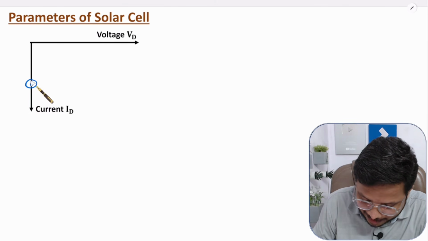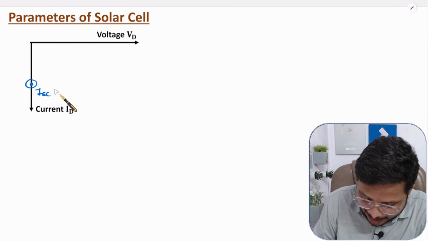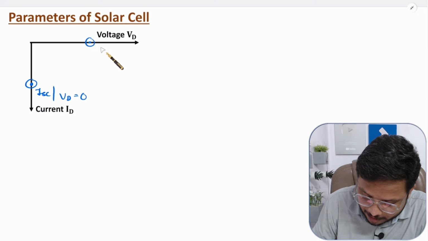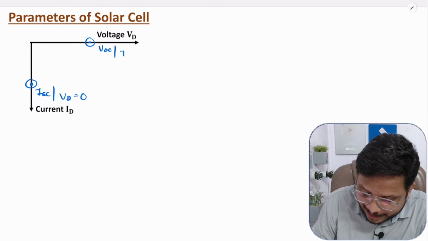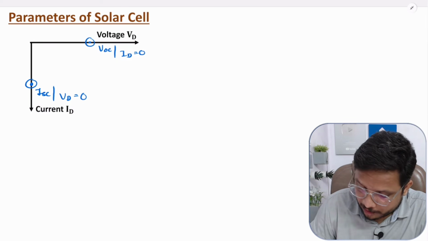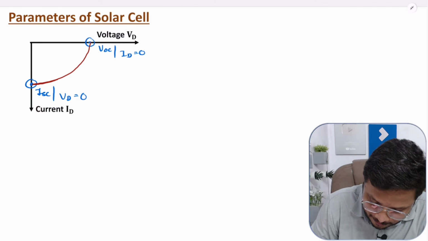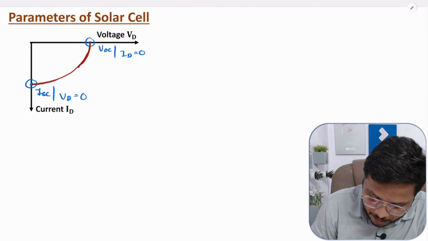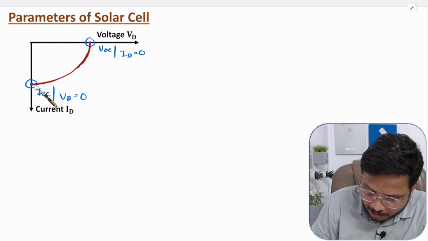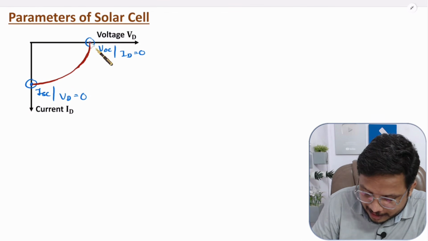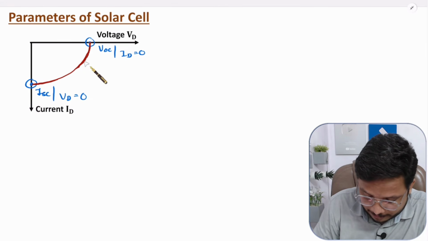Here with current, we are having ISC current at which VD is equal to 0, and at this point we are having VOC voltage at which ID current is equal to 0. And if you observe, the characteristic will be like this, right? For solar cell operation, the operating point should be somewhere in between this line, right?